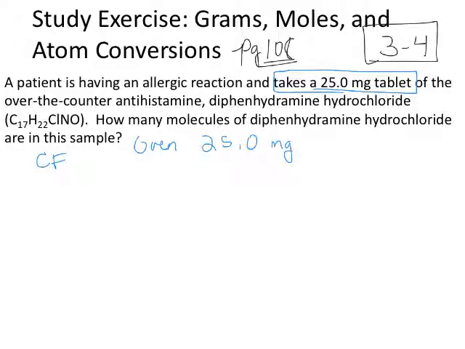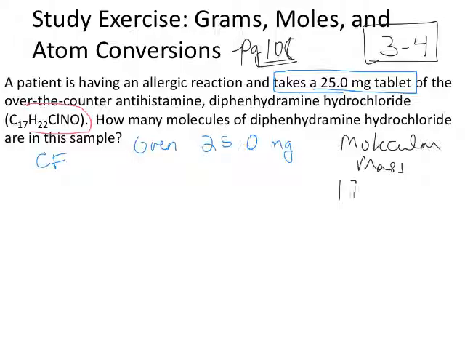And in order to know what kind of conversion factors we need, we've got to ask, what is the question asking? So a patient's having an allergic reaction. Takes 25 milligram tablet of the over-the-counter antihistamine diphenylhydramine hydrochloride. You're given the molecular formula. Let me tell you something. When you're given that molecular formula, my guess, before I even start working that problem, is I'm going to have to know the molecular mass of that compound.